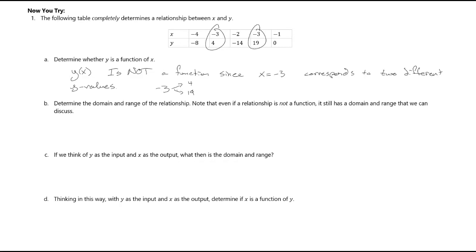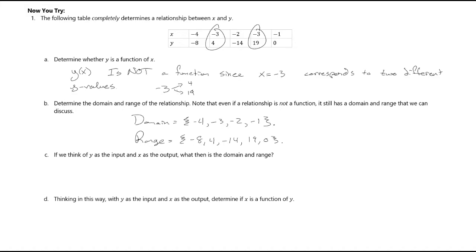So if we think of x as the input and y as the output, and we want to talk about the domain and range, we can say that the domain is the set of x values, -4, -3, -2. We don't need to write -3 again, so we'll just skip that and write -1. Then we can say that the range is the set of outputs, in this case y values, -8, 4, -14, 19, and 0.